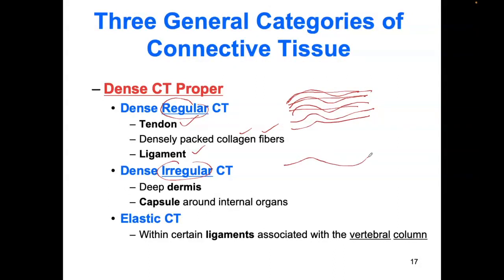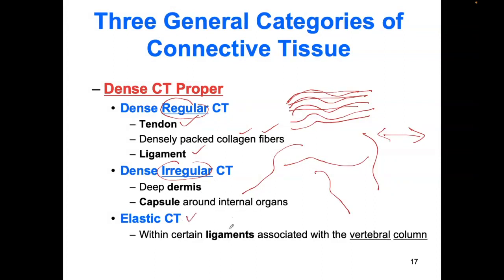Dense irregular, you may have a collagen fiber this way, a collagen fiber this way, another this way. They're irregular, in different directions. So when you rub your eyeball, you don't have to rub it just left to right. You can rub your eyeball up, down, left, right, diagonal, because the eyeball has this dense irregular connective tissue, so the eyeball shape can distort and bounce back. Okay.